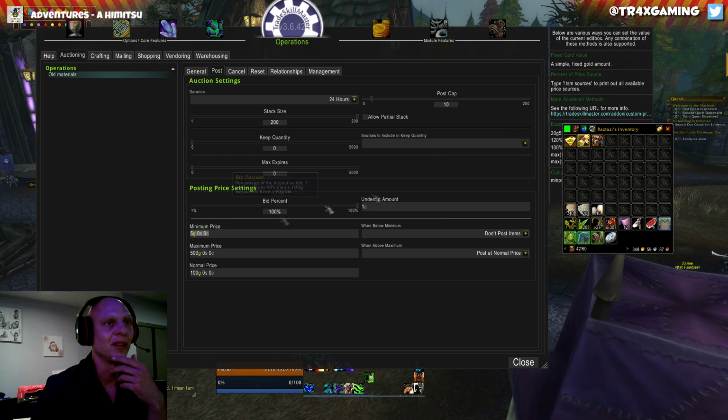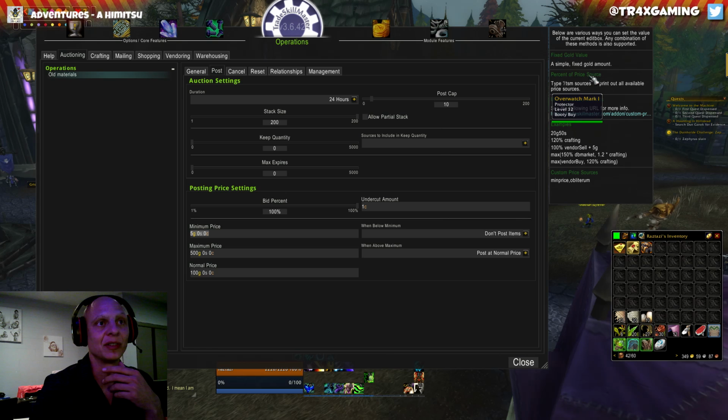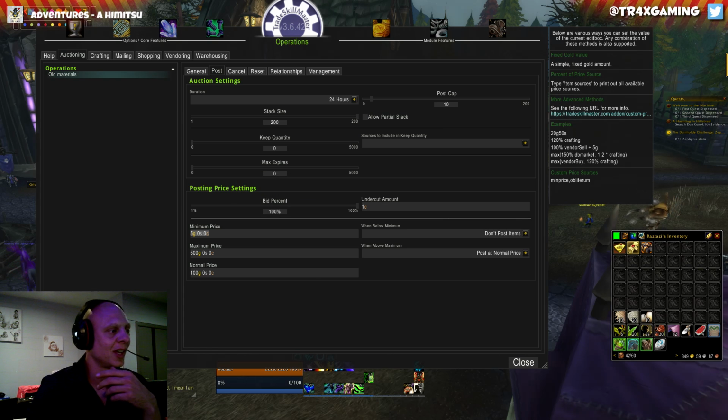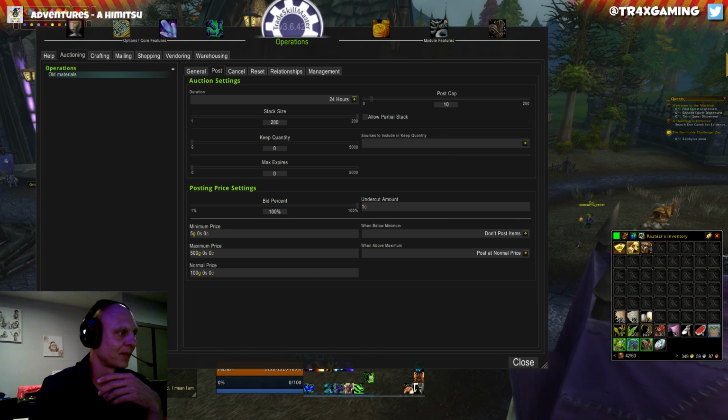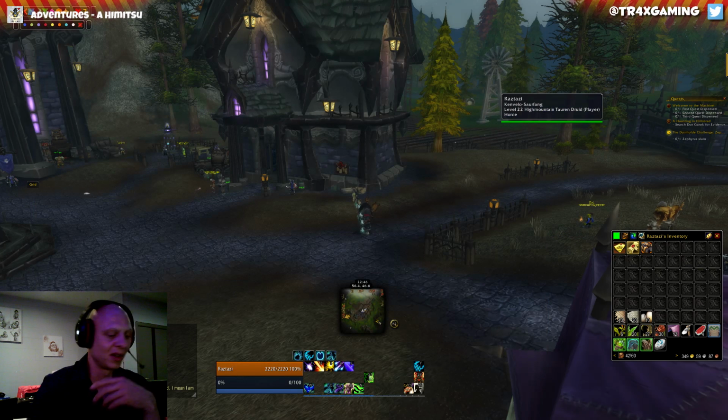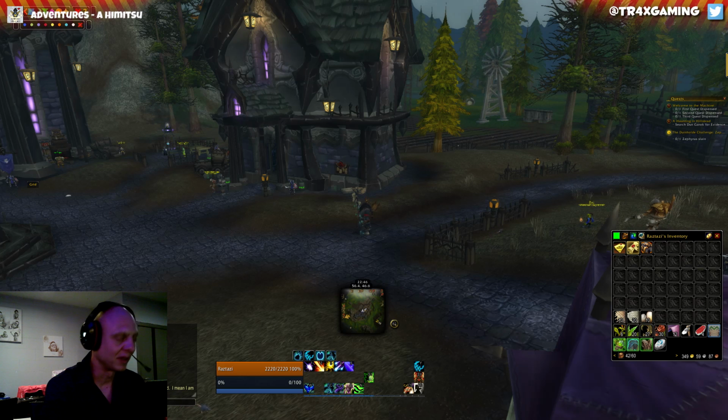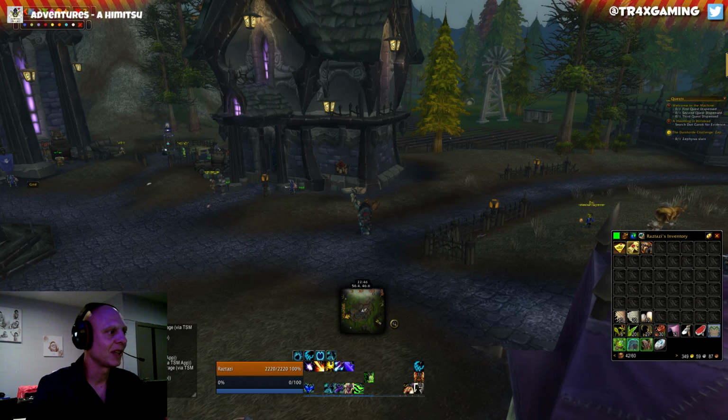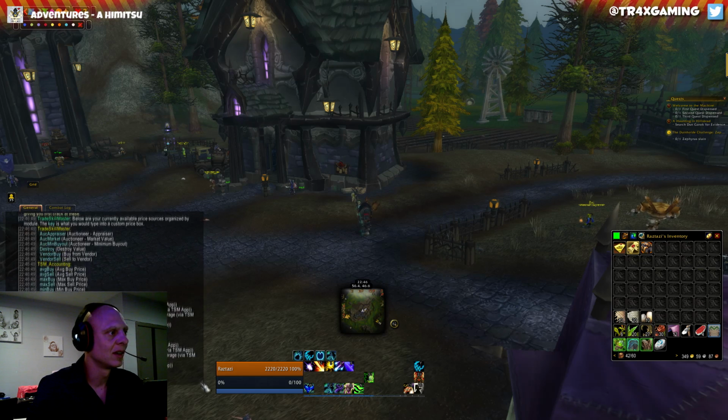Now the minimum price, so you have these sources. If you type TSM sources, it will display. Let me try and get into my chat box. Okay, so if I type in TSM sources, it's going to give me everything you could use.